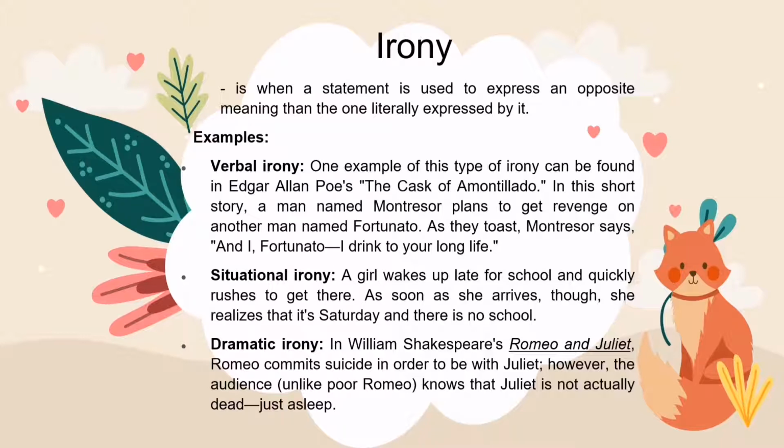One example of this type of irony can be found in Edgar Allan Poe's The Cask of Amontillado. In this short story, a man named Montresor plans to get revenge on another man named Fortunato. As they toast, Montresor says, "And I, Fortunato, I drink to your long life." So ito ay isang irony kasi alam ng readers na si Montresor ay nagpaplanong patayin si Fortunato. Pero sa toast, sinabi niya na I drink to your long life. So napaka-ironic, di ba? Kabaliktaran.